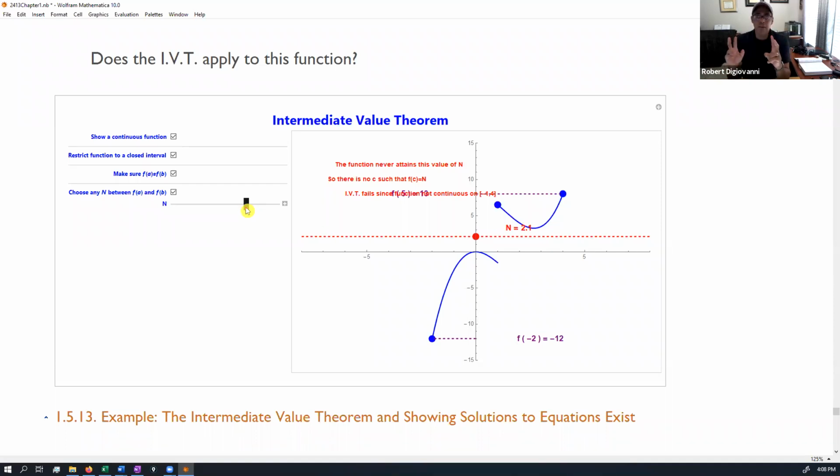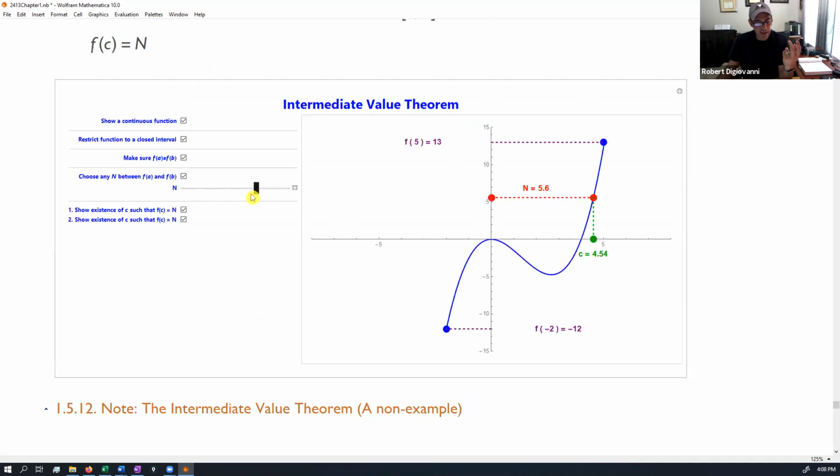Now, the name of the theorem, intermediate value, comes from the idea that if you take any value between negative 12 and 13, any intermediate value, you are guaranteed the existence of some number that would plug into the function and spit that out. Now, I said this is important for computer science people. Here's why this is so important.